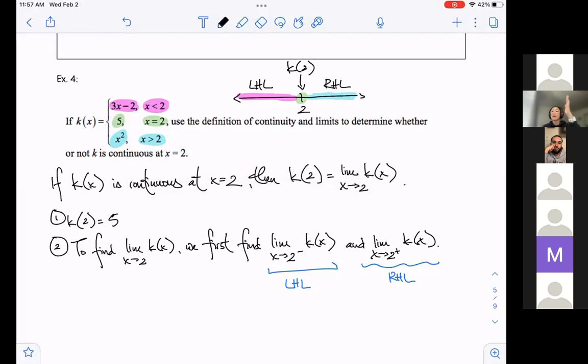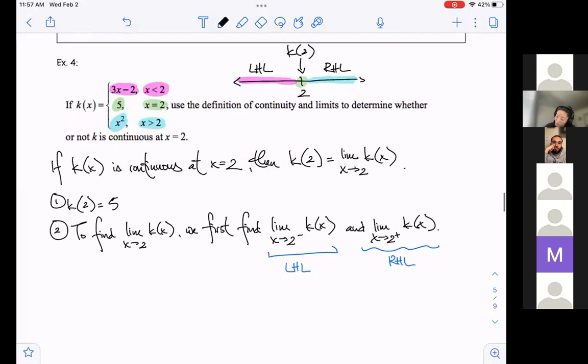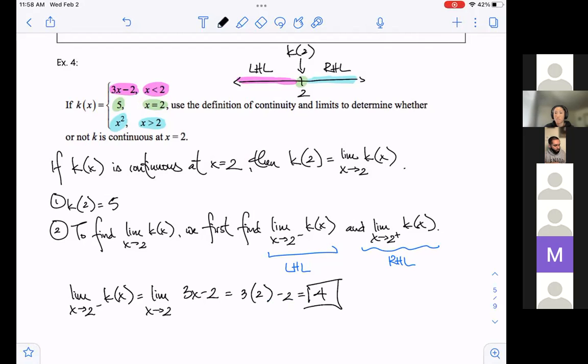Okay, because we're reading the graph from left to right. And so if I want to find the limit as x approaches 2 from the left, I'm going to say the limit as x approaches 2 minus of 3x minus 2. And our number one tool for finding limits algebraically is just plug that number in. So we get 3 times 2 minus 2, which gives us 6 minus 2, which is 4. Okay.